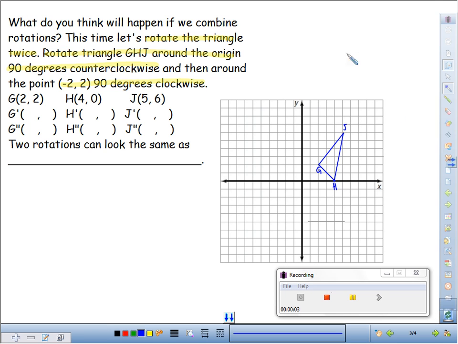Anticipate this page to be in your IMB on page 164. So let's look at this one. We're going to rotate this triangle twice. We're going to first rotate it around the origin at 90 degrees counterclockwise.